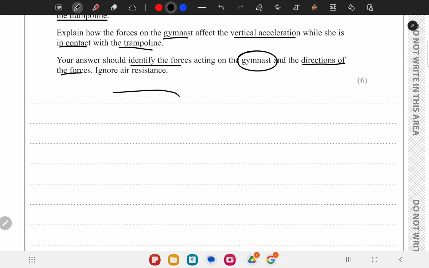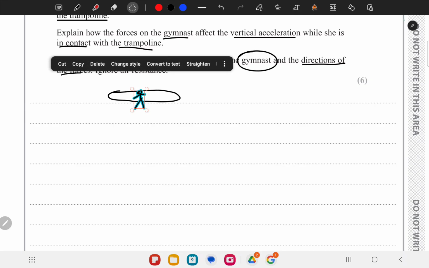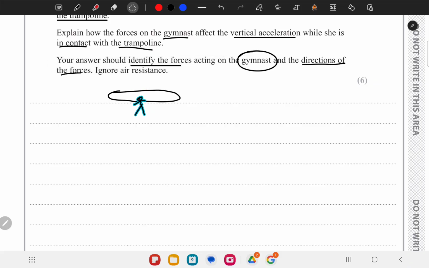So we have a trampoline over here and the gymnast falls on it. After falling on it, the gymnast will keep on moving downward. When she moves downward, she stretches the trampoline more. So the normal contact force from the trampoline upwards will increase as she moves downward, with the normal contact force being maximum when the trampoline is at its lowest point or the gymnast is at her lowest point.